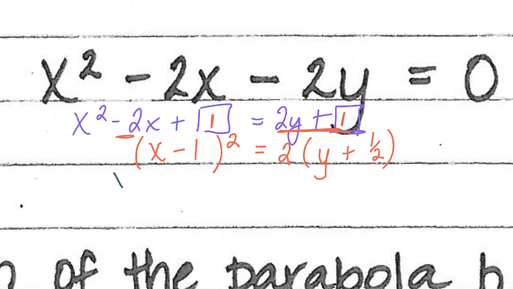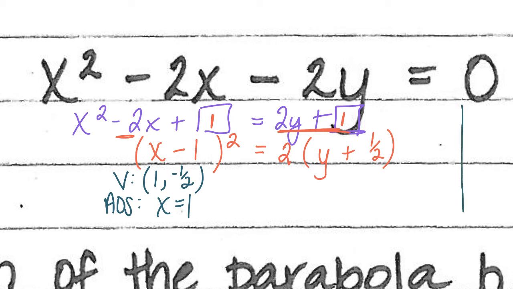So let's answer all the questions. The vertex is going to be my h, k at 1, negative a half. My axis of symmetry, remember, is always that point at x equals 1. It's always the x point. But sometimes I like to graph to see where the directrix and the focus are. So at 1, negative half is the vertex. Remember, this 2 is equal to 4p. When I divide each side by 4, p is equal to a half.